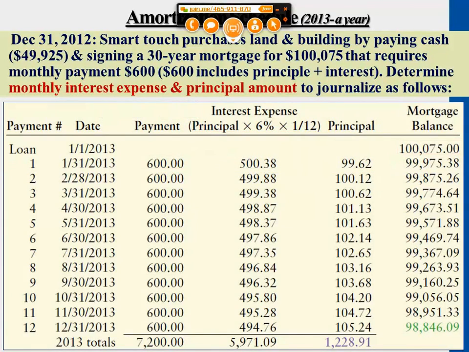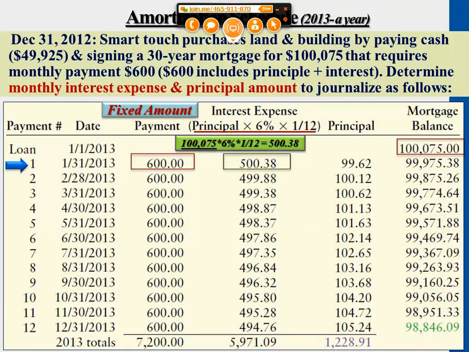First we start from the mortgage balance, $100,075. The fixed amount is given to you on a monthly basis. We'll be paying $600. So to calculate interest expense accumulated on this mortgage balance for the first month, we use the full amount of the mortgage, $100,075, times the yearly interest rate times 1 month, because up to now, we're just dealing with January 31st, 2013. Once you figure out the interest portion, remember the fixed amount breaks down to interest portion and principal portion. The fixed amount in this case is $600. The interest portion, you got it from calculating it in the green box, $500.38. And the remaining is the principal amount, $99.62. So this is the first month.